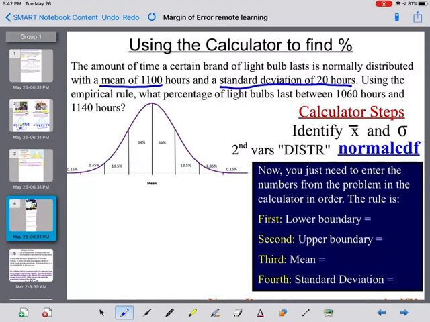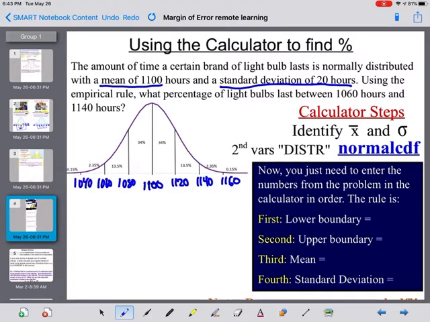So what we're going to do is put the mean right here in the middle, right? 1 standard deviation above would be 20 more than that. 2 standard deviations above would be 20 more than that. And 3 standard deviations above would be 20 more than that. A standard deviation below would be 20 less. 1080, 1060, and 1040.